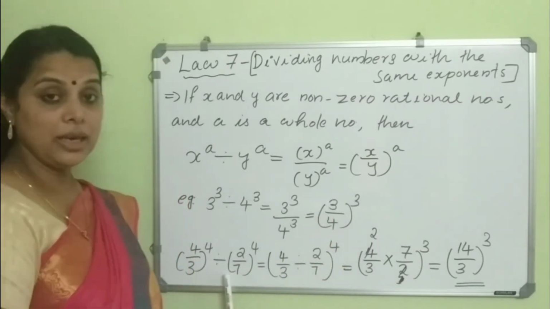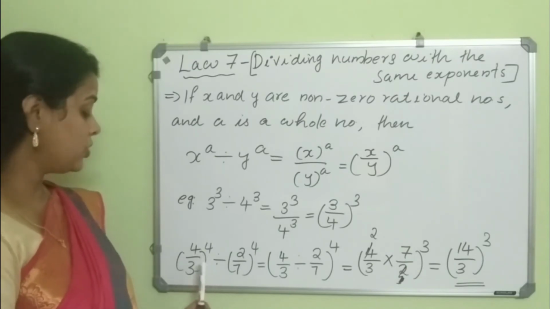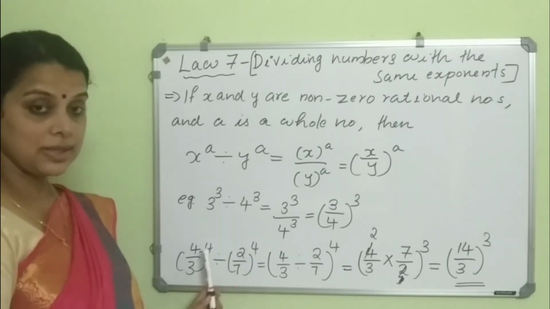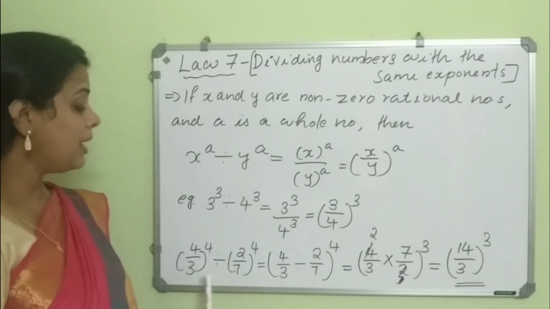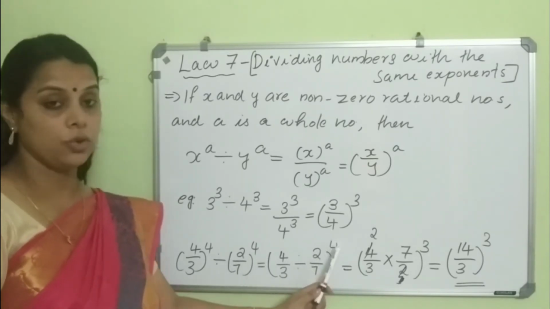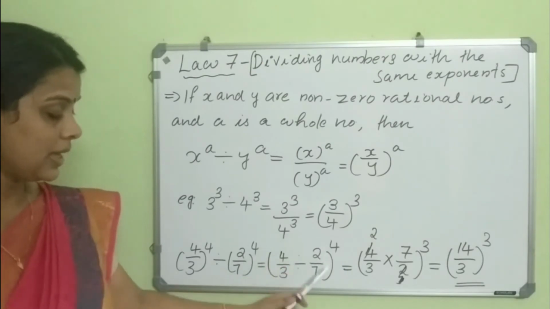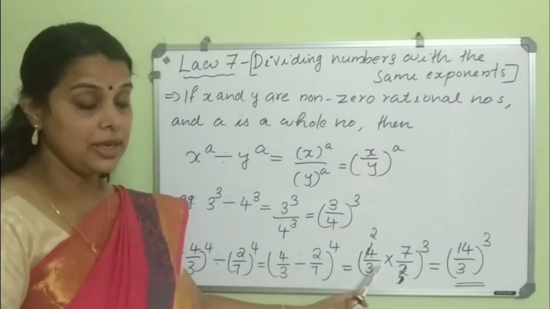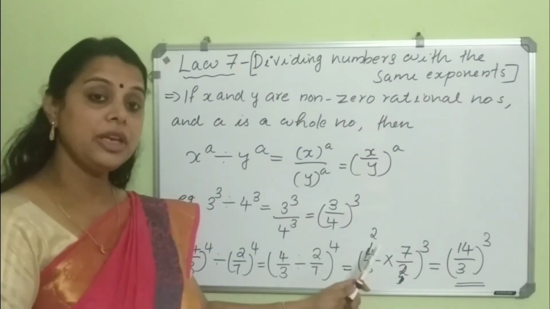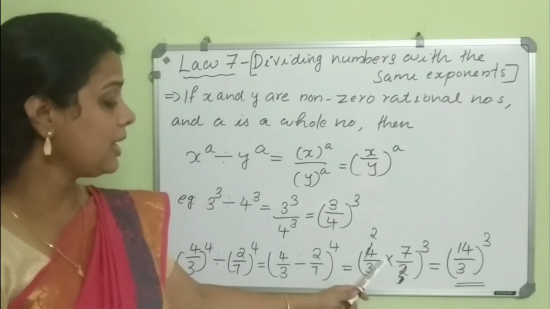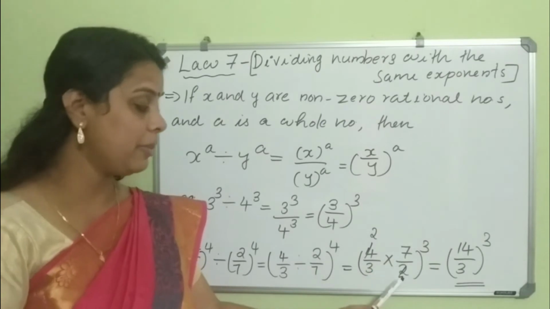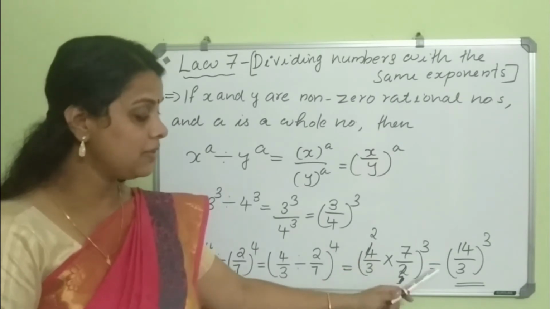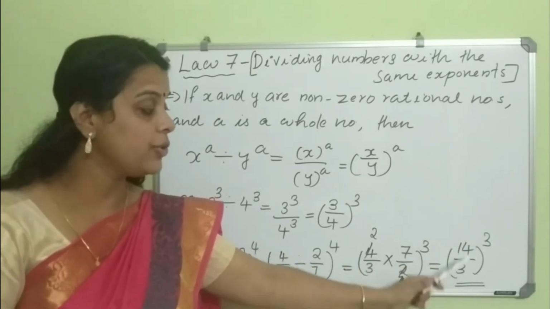See this example of rational numbers, 4 by 3 raised to the power 4 divided by 2 by 7 raised to the power 4. Here exponents are same. That we can write 4 by 3 divided by 2 by 7 raised to the power 4. This is rational number division, that is, the reciprocal of the second rational number we need to multiply. That is 4 by 3 into reciprocal of 2 by 7, 7 by 2. By cancellation, we can cancel 2 and 4. Then after that we will get 14 by 3 cubed.